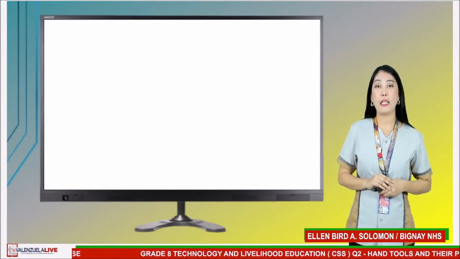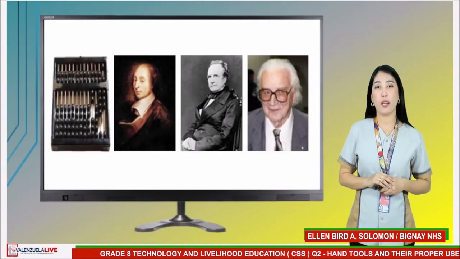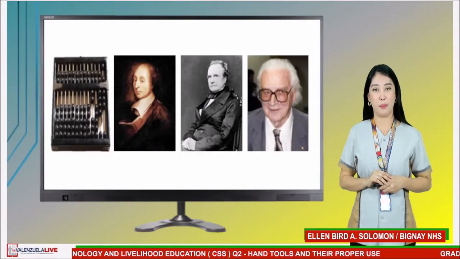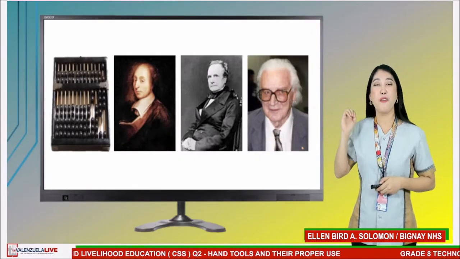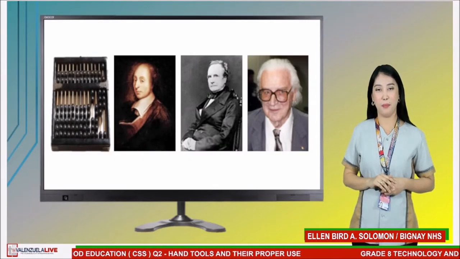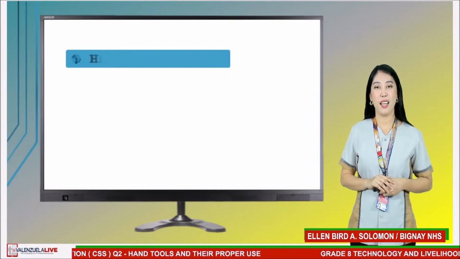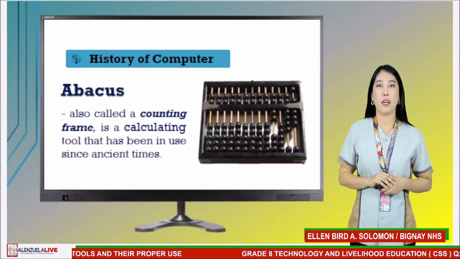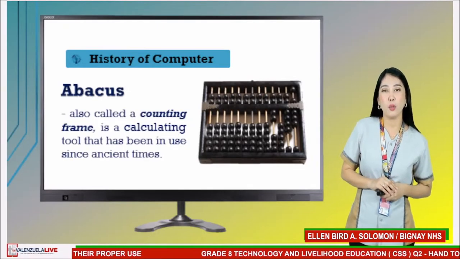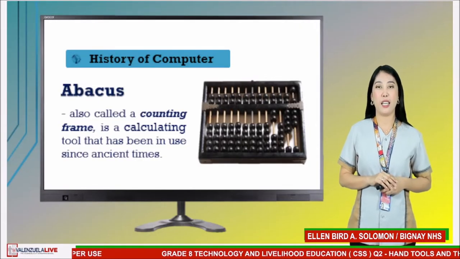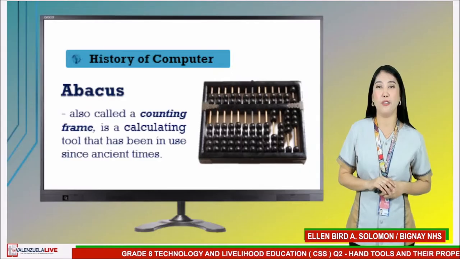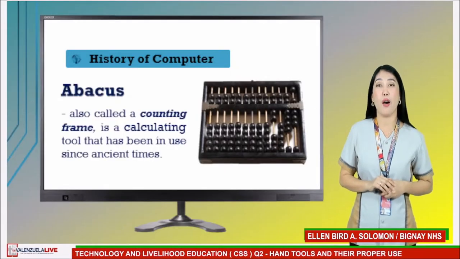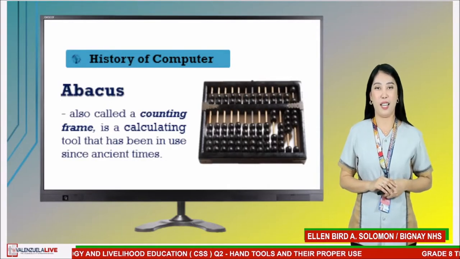Now, let us all take a glance at a short significant history of how a computer, which we all know today, started. Please listen carefully, for I will ask you some questions afterward. The abacus. The abacus is also called a counting frame. It is a calculating tool that has been used since ancient times. The abacus was an early aid for mathematical computations. Its only value is that it aids the memory of the human performing the calculation.